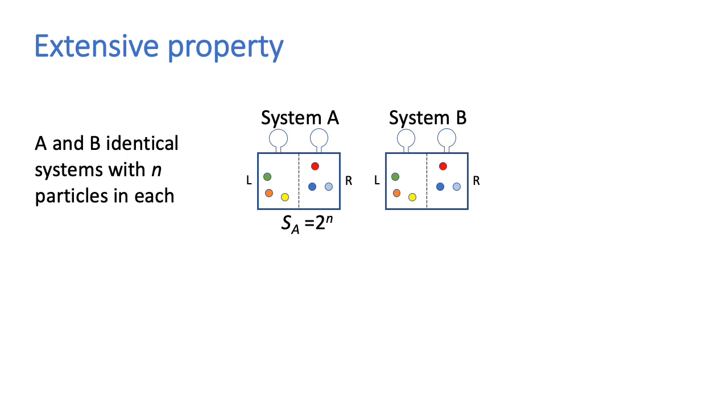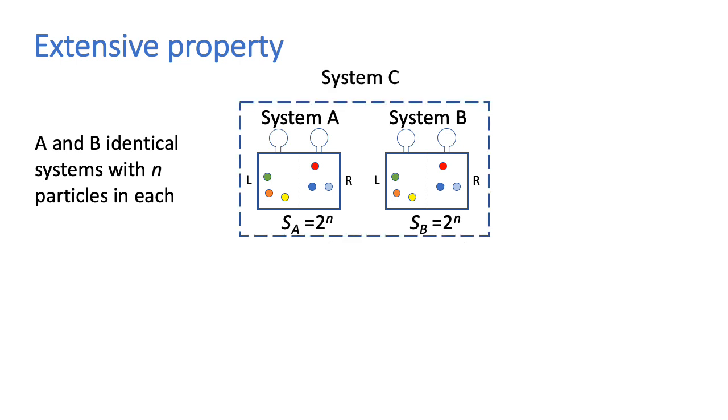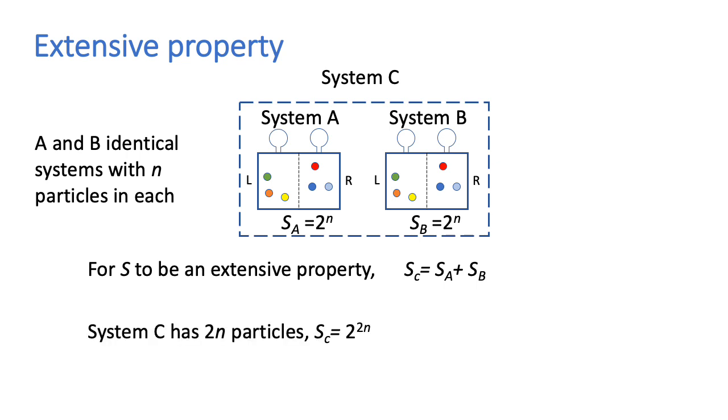So the equilibrium entropy, SA, would be 2 to the power n, and SB would also be 2 to the power n. Now if we combine them and we call that a system C, then for S to be an extensive property, the entropy of C must be equal to the sum of the entropy of A plus the entropy of B. So system C has 2 to the power n particles, so SC would be equal to 2 to the power 2n. But this doesn't work. 2 to the power 2n is not equal to 2 to the power n plus 2 to the power n.